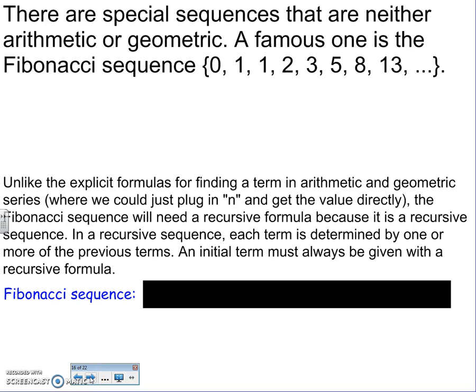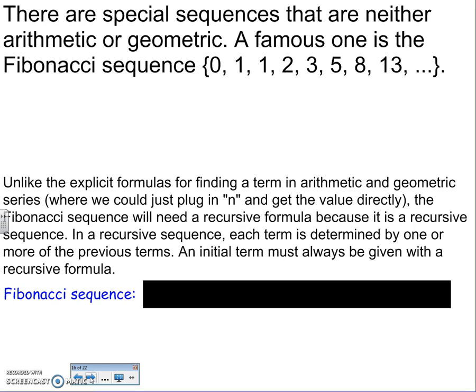So there are special sequences that are neither arithmetic or geometric. A famous one is called the Fibonacci sequence. It's 0, 1, 1, 2, 3, 5, 8, 13, and then 21, and then 34, and it goes on forever.